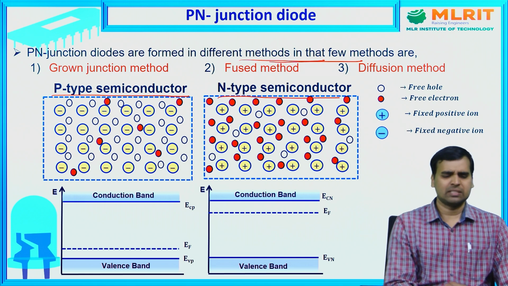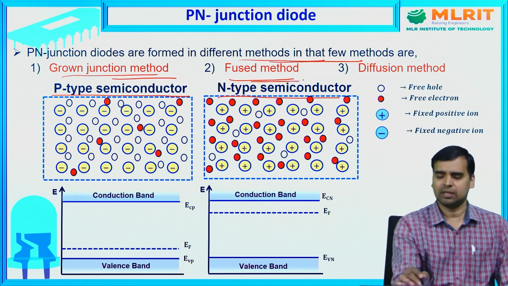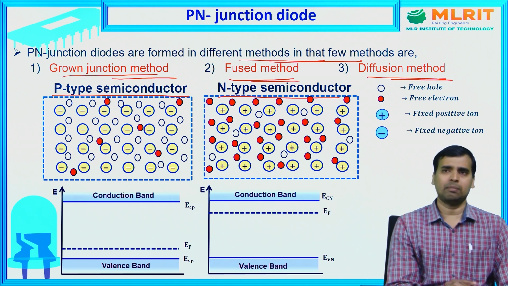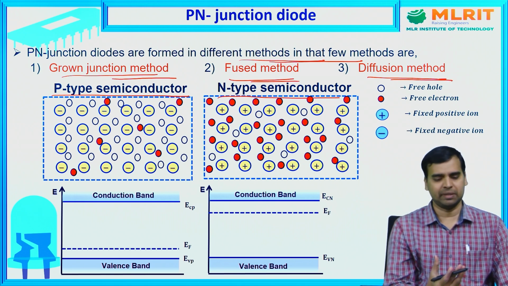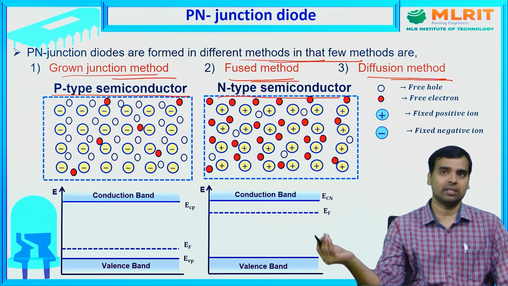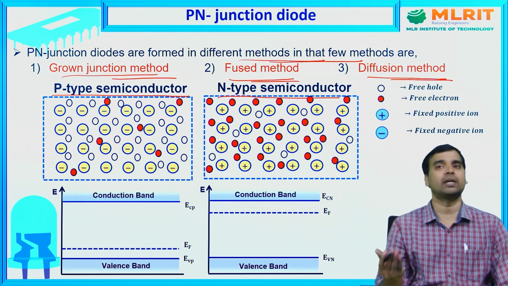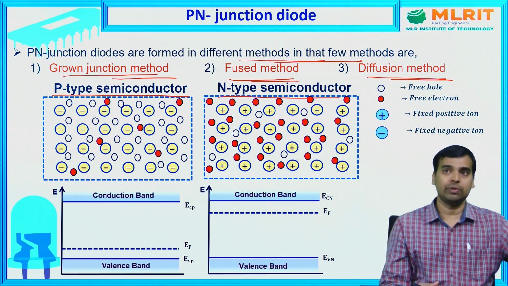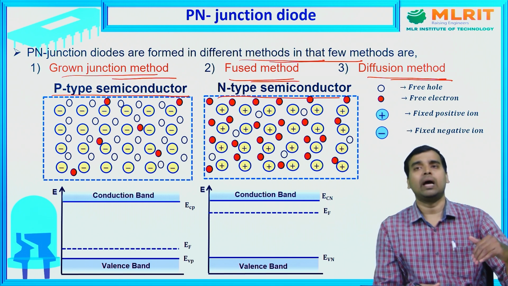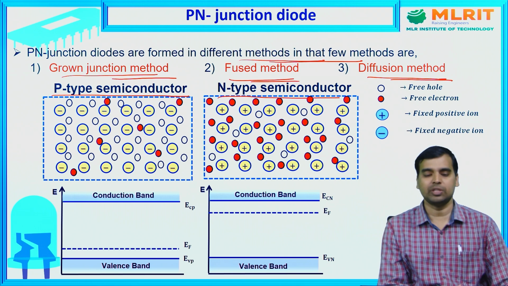Among those methods, just a few are mentioned: the grown junction method, the fused method, and the diffusion method. When it comes to the grown junction method, for example, they take a pure semiconductor material, either silicon or germanium. To the pure silicon material, on one side they add trivalent impurities, so that a p-type semiconductor is developed, and on the other side they add pentavalent impurities, so that an n-type semiconductor develops. In such a way, the PN junction diode is developed.